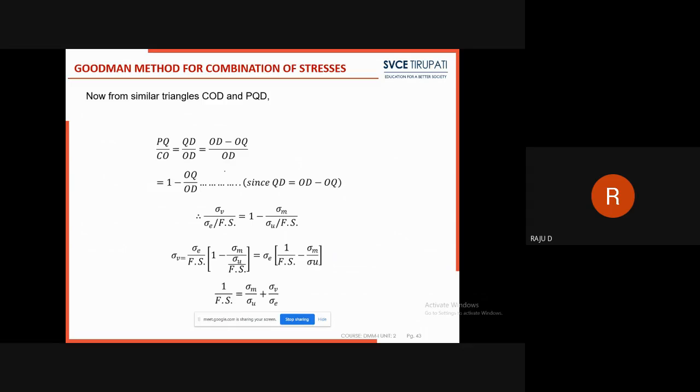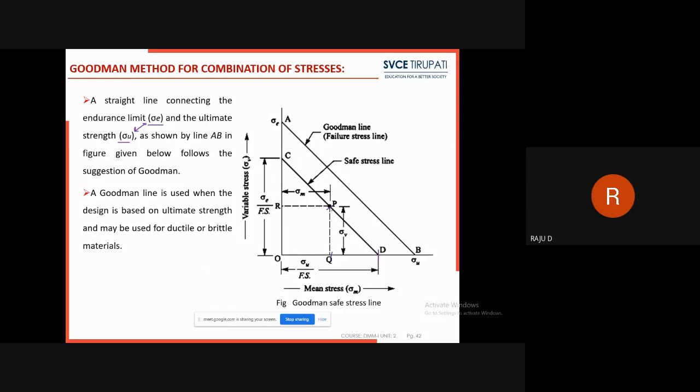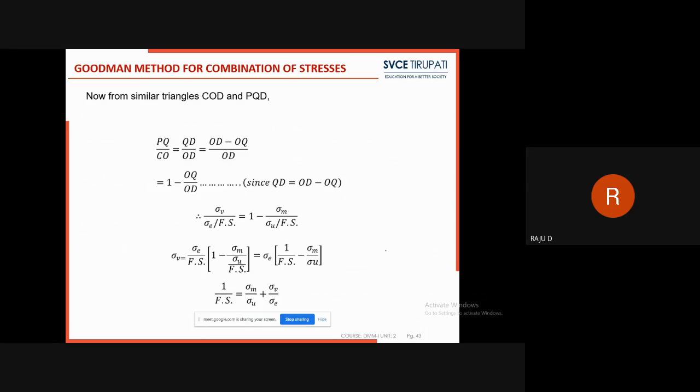See this PQ, this small triangle height by the bigger triangle height. PQ by CO is equal to QD by OD. How are we going to write QD? OD minus OQ. Just substitute all the values in this equation, and you finally get the formula: 1 by factor of safety is equal to sigma M by sigma U plus sigma V by sigma E. Here, sigma M means mean stress, sigma V means variable stress, sigma U means ultimate stress, and sigma E is the endurance limit stress.